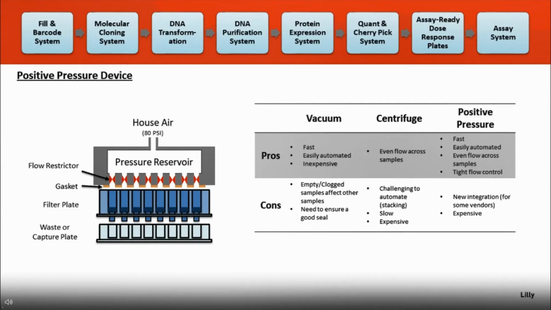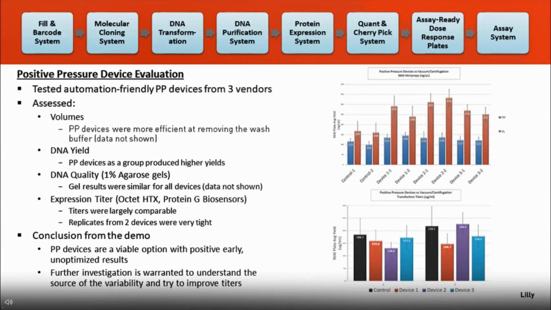What we did find in our due diligence is that this is very new for most vendors. And so the ones that we reached out to were just starting to automate these types of devices. And so we brought in 3 devices from 3 different vendors. What I'm showing you on the top right here is, in blue, our heavy chain DNA and, in red, our light chain DNA. And so we have control samples, which would be done manually using our vacuum and centrifugation workflow. And then all 3 devices performed well in our hands.